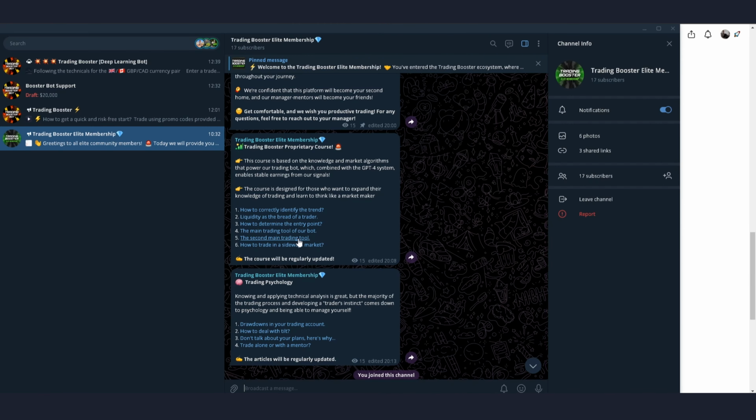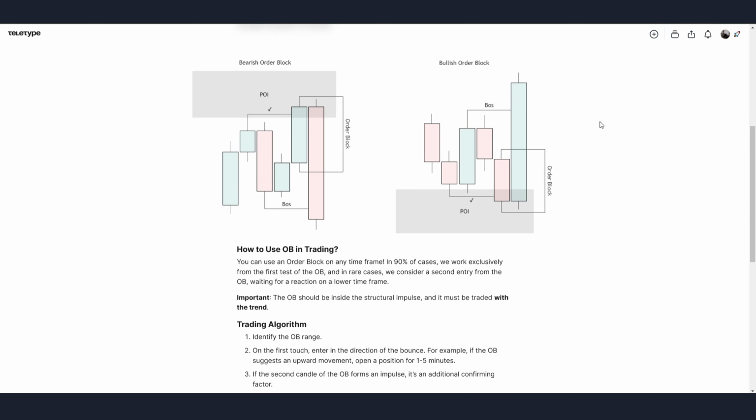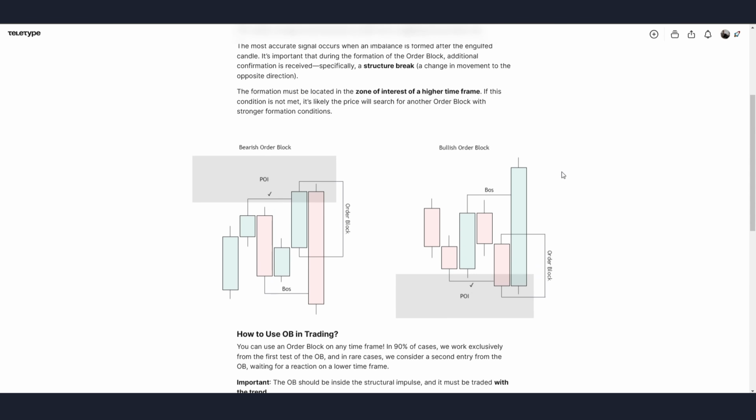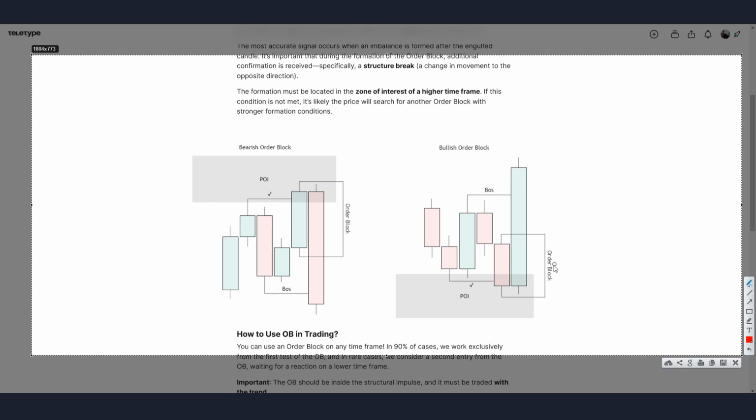The second main tool is the order block. It is a very similar candlestick formation, only it will not be an empty candle, but a formation of one candle, which is filled on both sides. And let's see such an example on the chart.